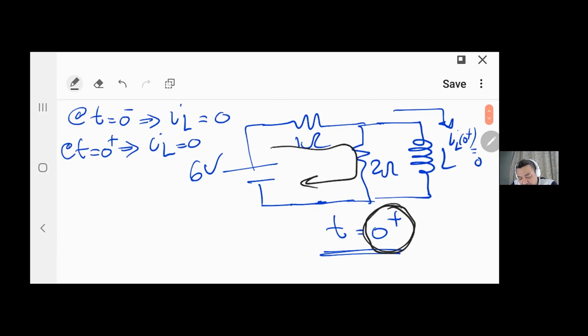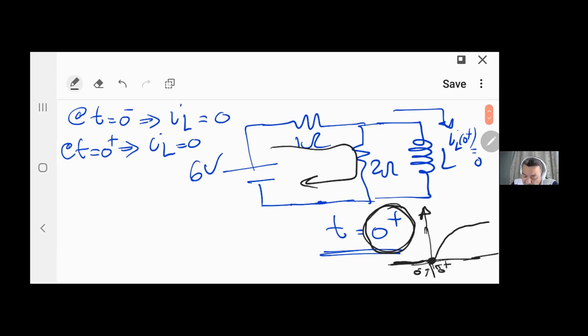the current will start to go into the inductor, and the current will start to exponentially increase. But right at t equals 0, here, this is 0 minus, this is 0 plus. Right at this point, the value of the current is 0.